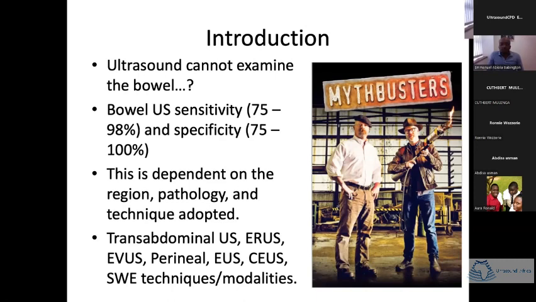The sensitivity of ultrasound in examining the bowel ranges from about 75 to up to 98%, which is really good and impressive, if you ask me. While the specificity also ranges from about 25 to 100%. Now, this is highly dependent on the region that we're examining, and also the nature of the pathology. For instance, if you're looking out for appendicitis, it tends to have a slightly different sensitivity and specificity compared to checking for ileal Crohn's, for instance. Also, the technique which we adopt improves the sensitivity and specificity by a lot as well.